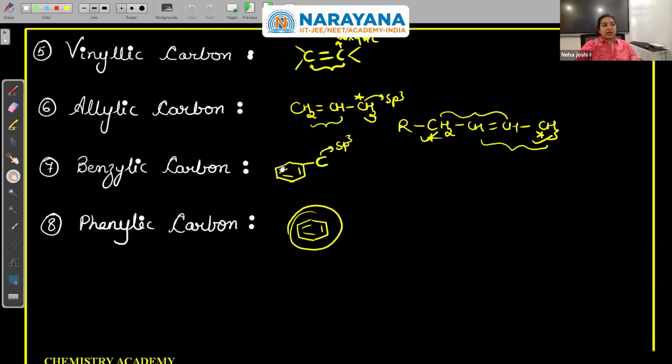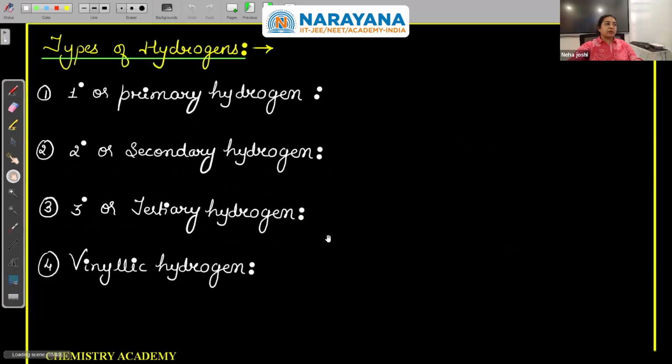Benzylic, the benzene ring, and then the next carbon to the ring. Immediately attached next carbon to the ring will be called benzylic carbon. Okay. Phenylic carbon is the carbon present in the ring. Is that clear? Phenylic carbon is the carbon present within the ring.